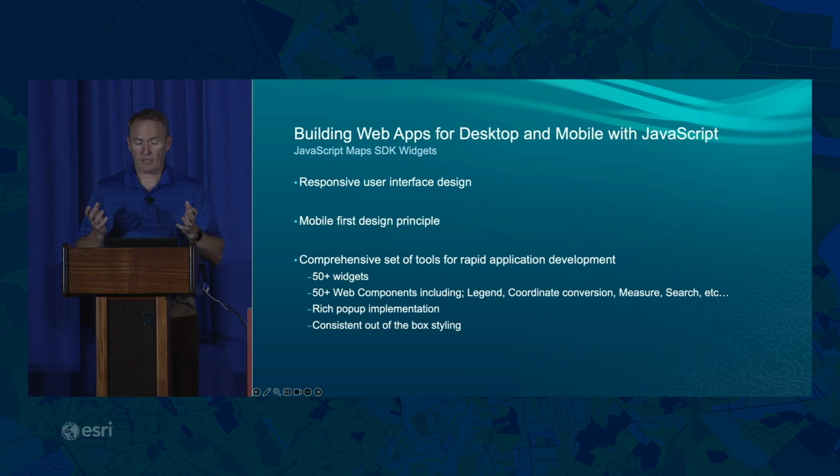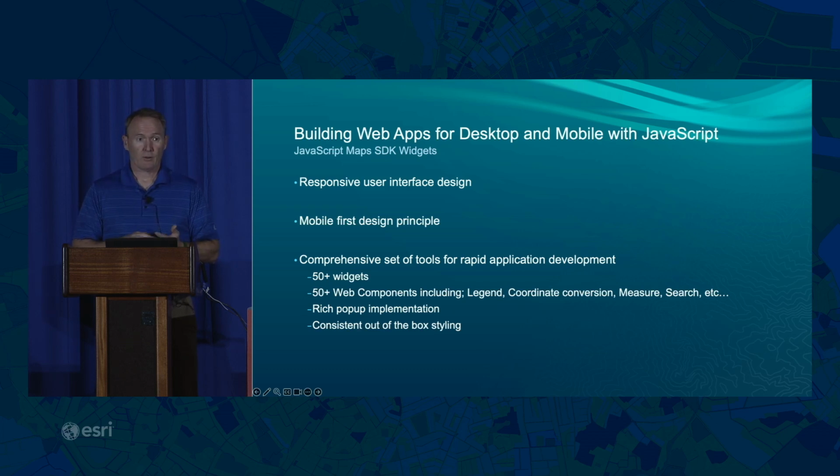With the JavaScript SDK comes a lot of tools for rapid application development. There are over 50 widgets, and now there are also over 50 web components, as they described yesterday. A new, modern and common practice way of componentizing these web development tools so that you can easily put a map, a legend, measure tools and more inside of your application with writing a little less code, but at the same time having a great amount of flexibility to customize them.